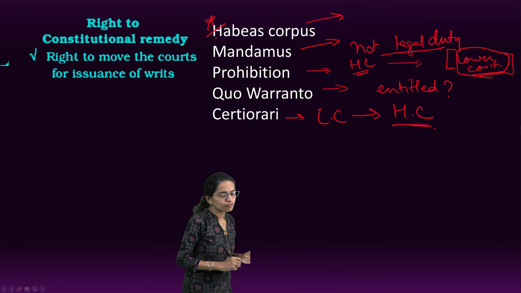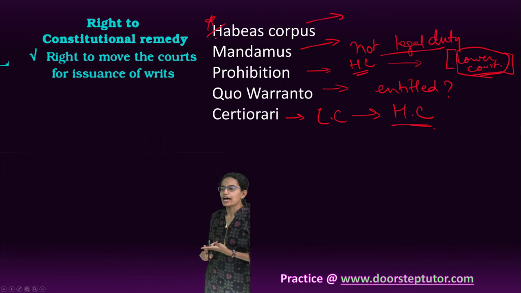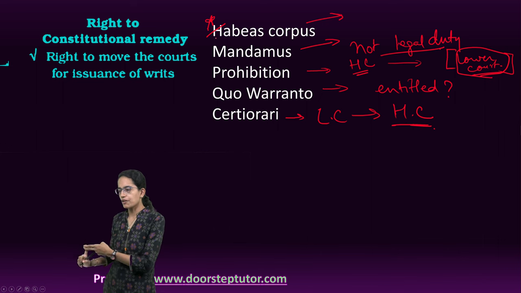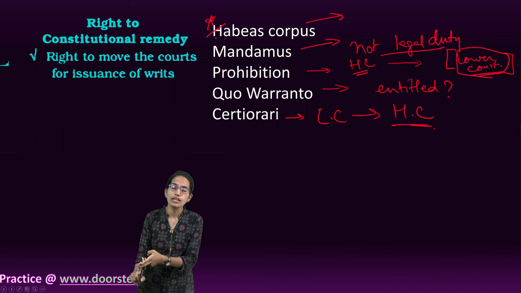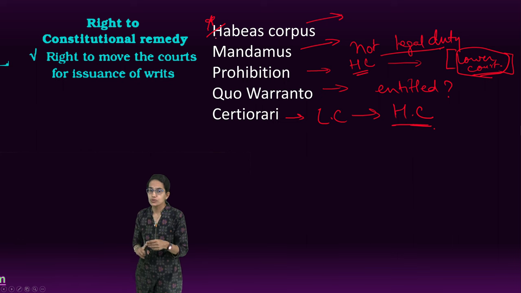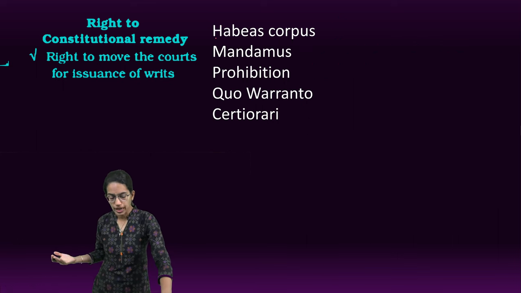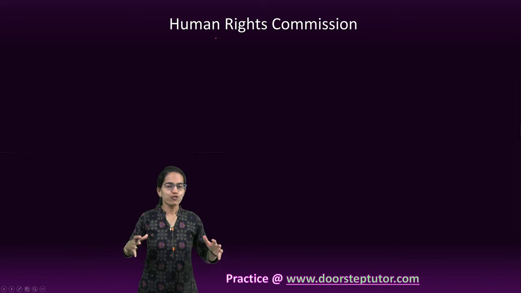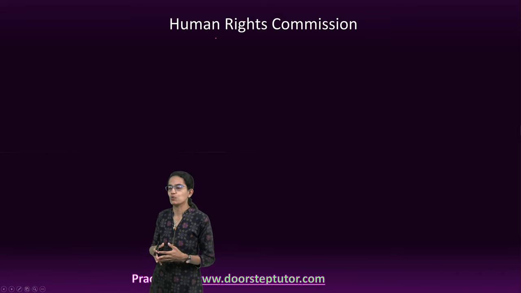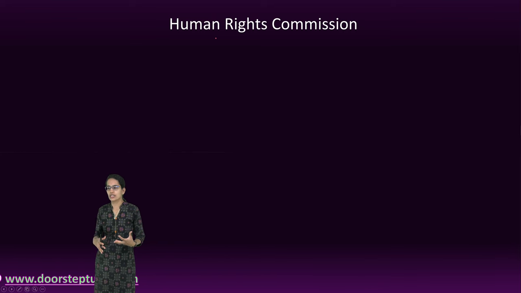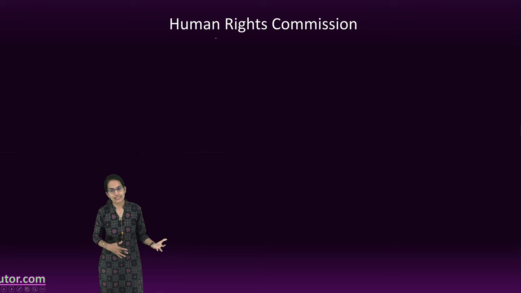So all of these five writs are actually considered as the heart and soul, because that's the only way for the citizens to ensure that their rights are preserved and they are not violated. When we talk about human rights so much, the poor, the illiterate, the deprived section actually are not able to exercise their rights.